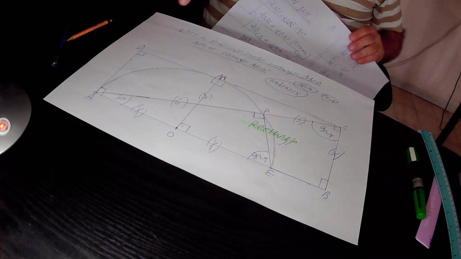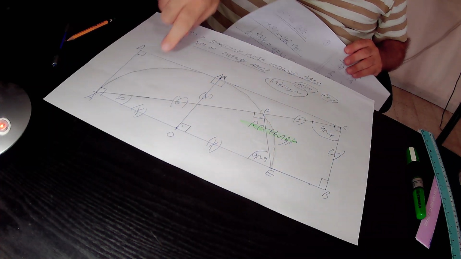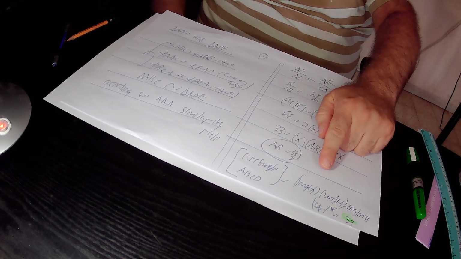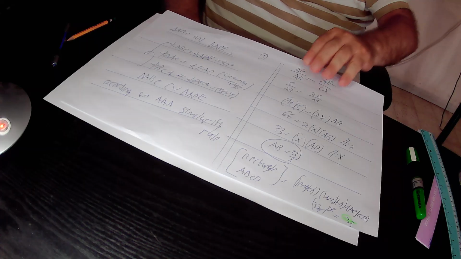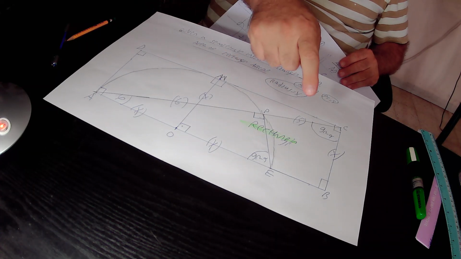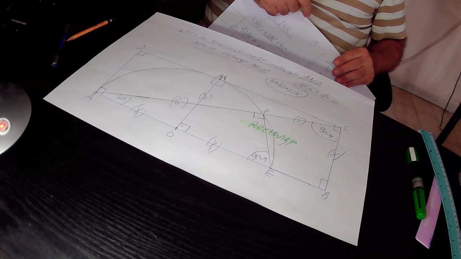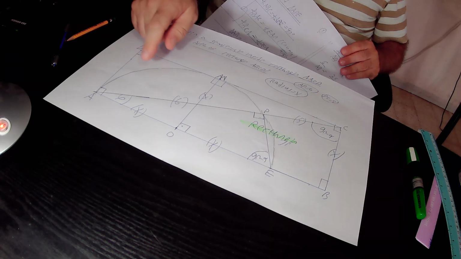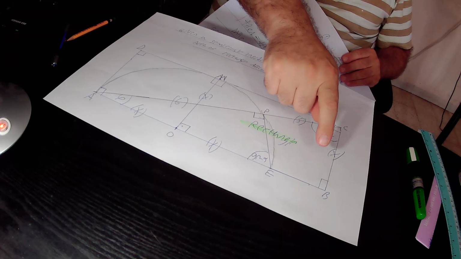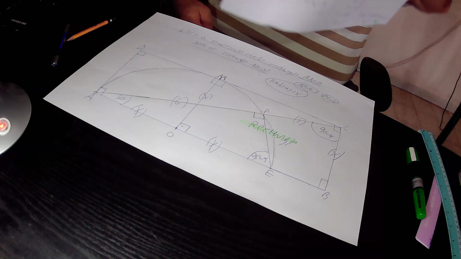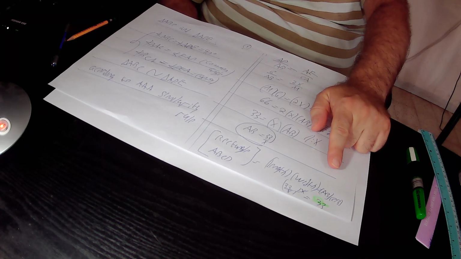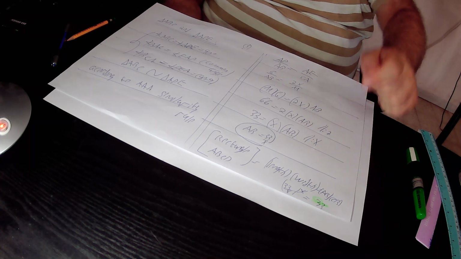Again, our mission is to find out the area of this rectangle ABCD. Actually, we know that the area of any rectangle equals the length of the rectangle times the width. Therefore, the area of this rectangle ABCD must be equal to the length times the width. The length is AB, the width is BC. Repeat again: the length is AB, the width is CB.